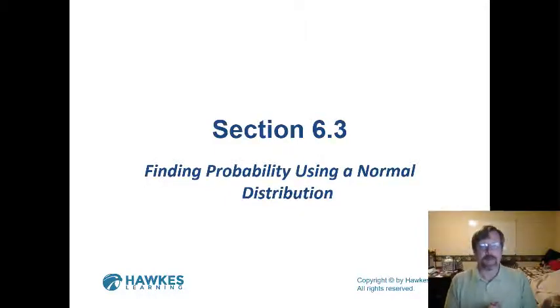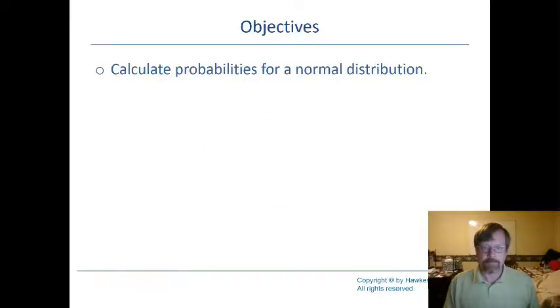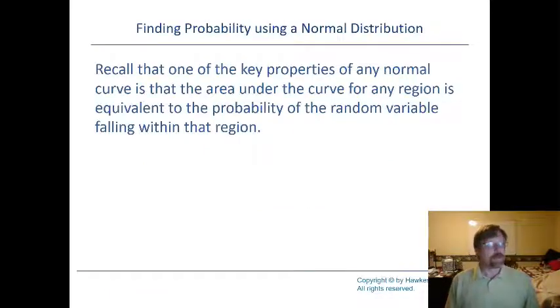Okay, we talked about finding the probability using a standard normal distribution. So how do we go about finding the probability if we've got a normal distribution instead of a standard normal distribution?